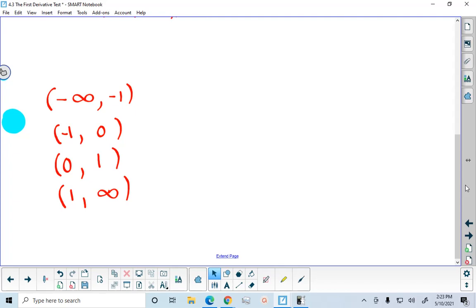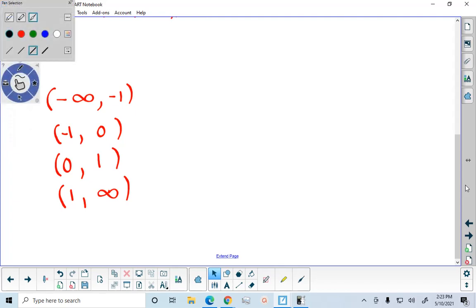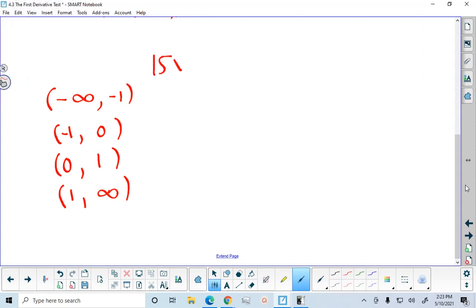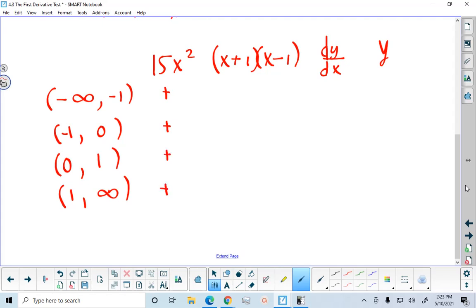Across the top, we can put all of the factors of the derivative. I'm not sure that the 15 needs to be written down, but there you go. Now we're going to go x plus 1, x minus 1. The derivative is the next column, and y is the final column, which is telling us what the function is doing. I'm treating the 15x squared as one factor. This, I think, is our first encounter of something that doesn't go positive to negative or negative to positive. And the reason is it's x squared.